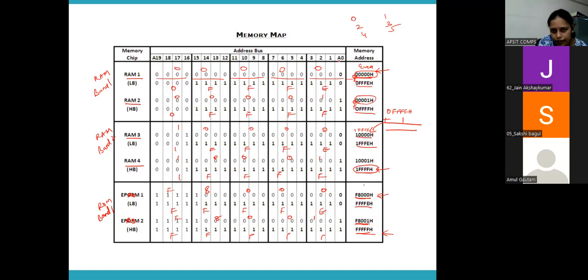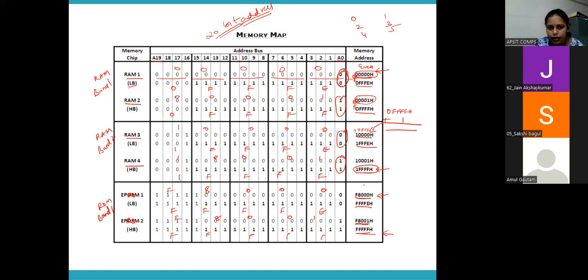If you observe the memory bank, your memory bank is going from A0 to A19. That means it is a 20-bit address. The 8086's address is a 20-bit address. If you observe A0, RAM 1 is your lower bank. For lower bank, this is going to be 0 only. For higher bank, this is going to be 1 only. That means for the lower bank A0 is always 0, and for the higher bank A0 is always 1.